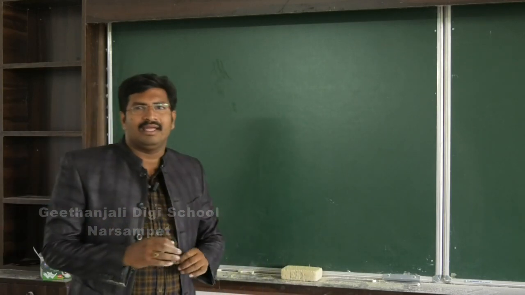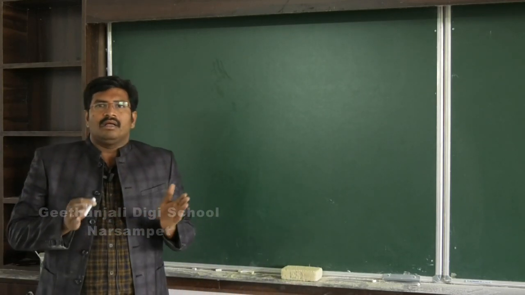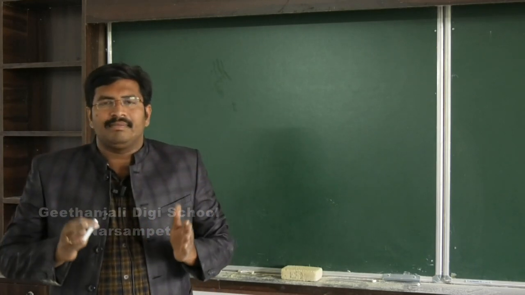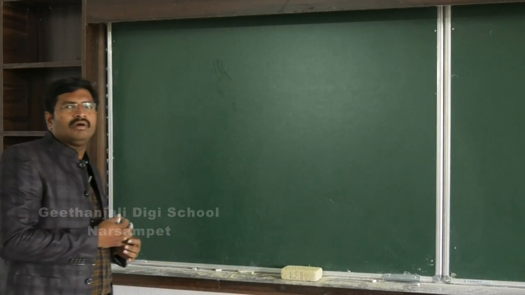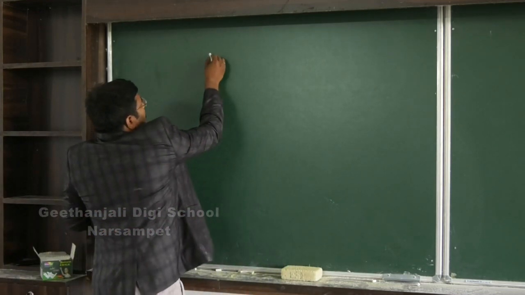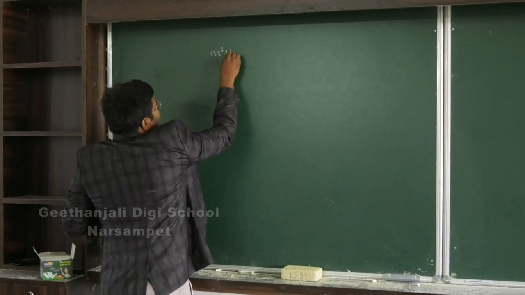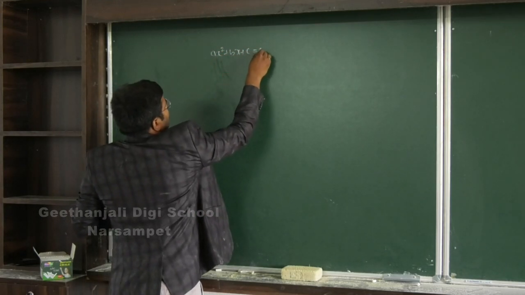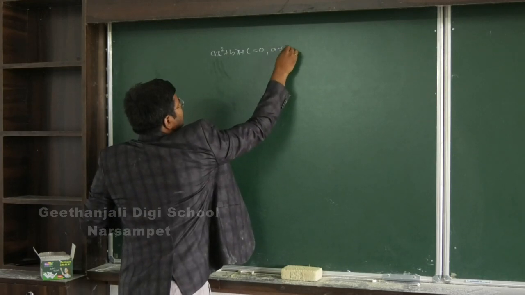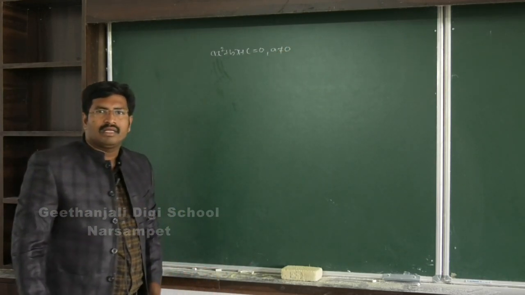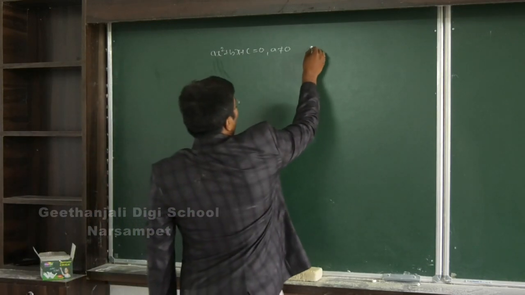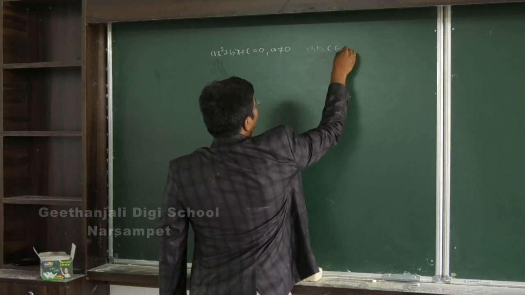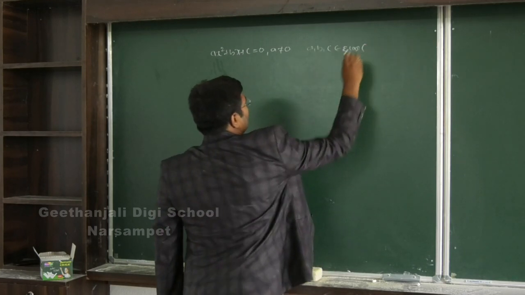Now, today we will learn the relation between the roots and coefficients. Consider the quadratic equation ax square plus bx plus c is equal to 0, where a is not equal to 0, and a, b, c belong to real or complex numbers.